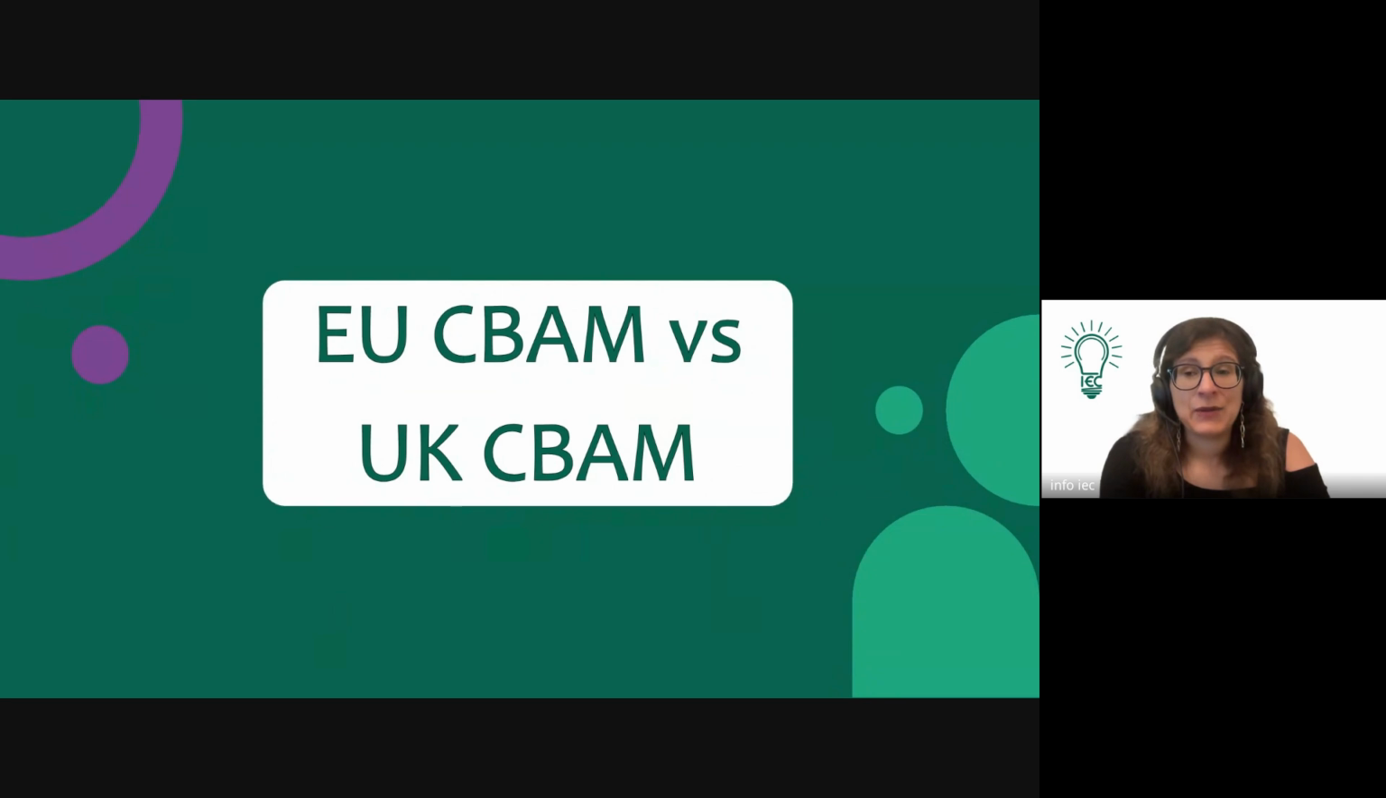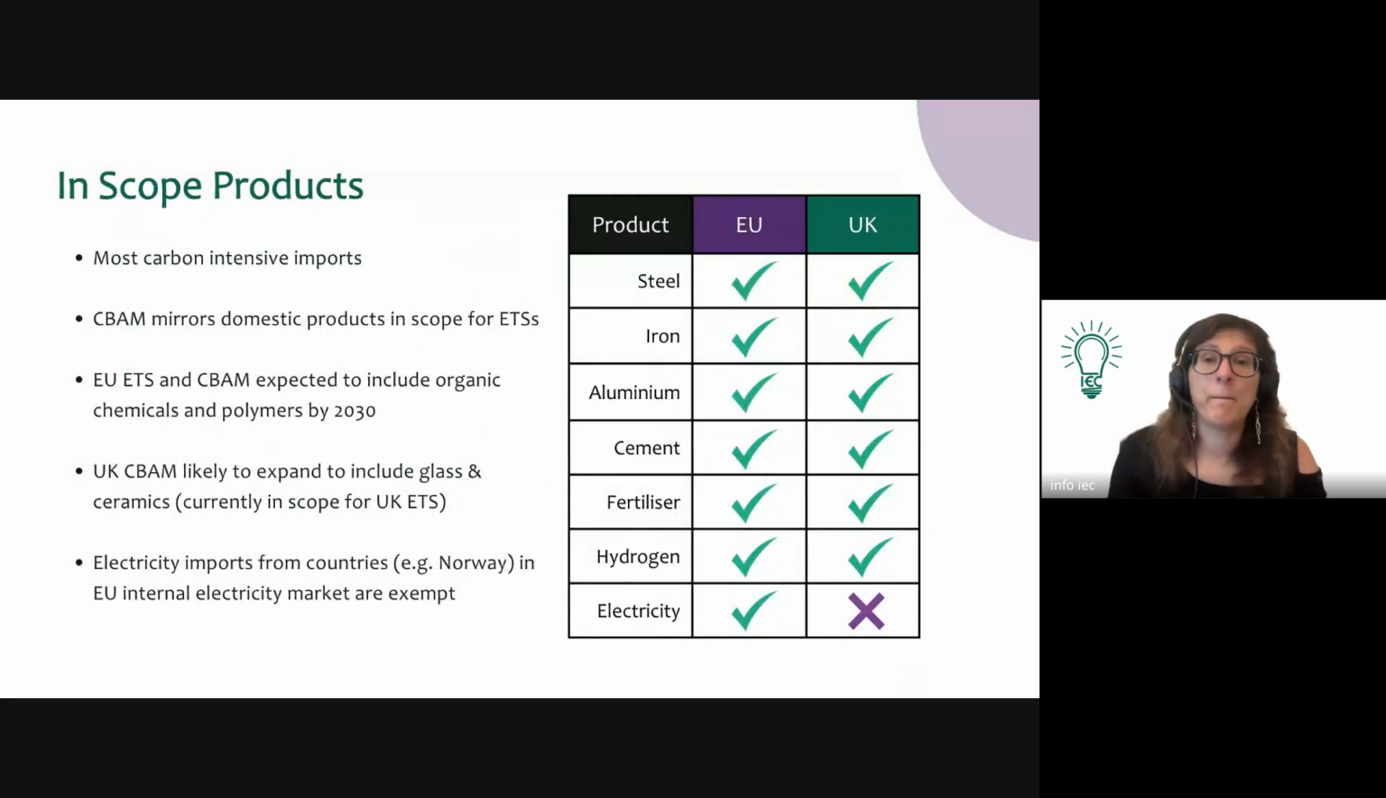As the EU CBAM and the UK CBAM are the only two that are imminently on the horizon, I'd like to spend a bit of time going into the details of the differences between them. So both regimes have been designed to target the most carbon-intensive products. The EU has selected steel, iron, aluminium, cement, fertilizer, hydrogen, and electricity as those products. You may be wondering how electricity can be imported.